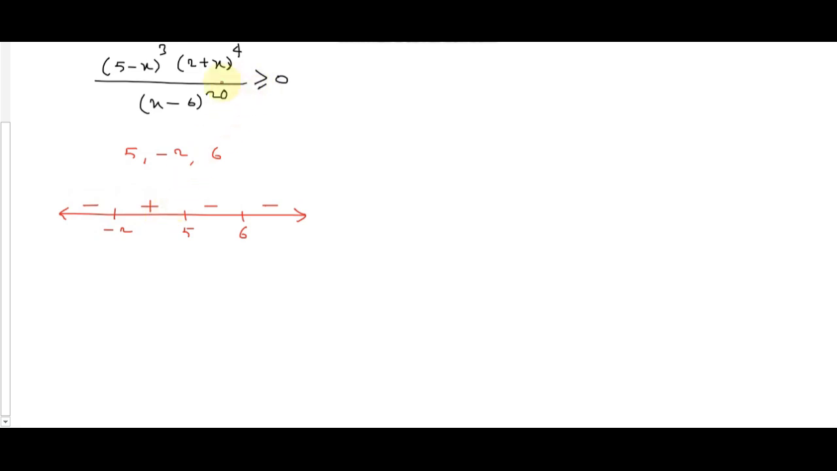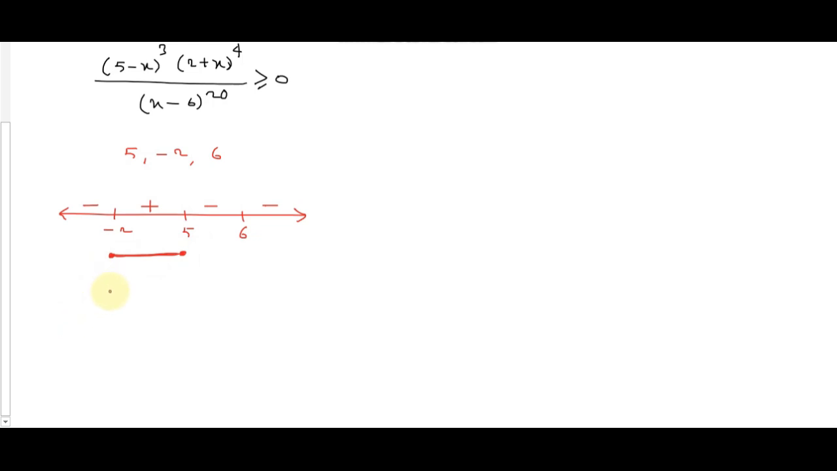So we have to take such x for which this expression is going to be 0 or positive. So it is 0 at x equal to 5 and at x equal to minus 2. So we will draw a filled circle below minus 2 and below 5. Also we have to take such x for which this expression is going to be positive. Such x are between minus 2 and 5. So we will have a thick line.